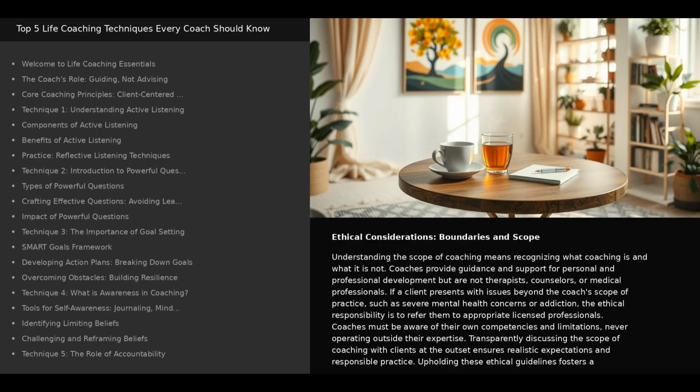Coaches must be aware of their own competencies and limitations, never operating outside their expertise. Transparently discussing the scope of coaching with clients at the outset ensures realistic expectations and responsible practice. Upholding these ethical guidelines fosters a trustworthy and effective coaching environment.